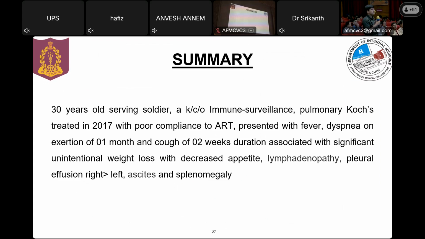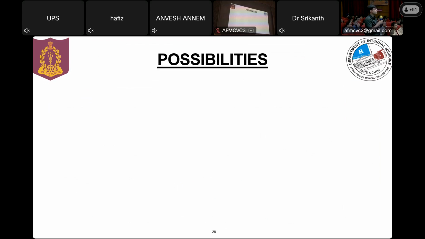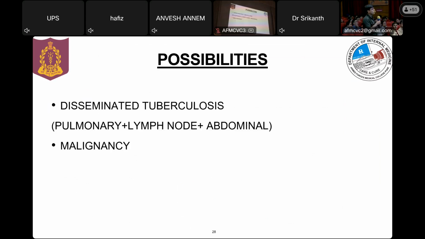The first differential which we thought of after the history, TB still remains a differential here. It can be a disseminated TB with past history of TB, poor compliance to ATT. Okay, so how do you define disseminated TB? What is the definition for disseminated TB? Sir, involvement of 2 or more organs, non-contiguous. Okay, so is miliary TB considered as a disseminated TB? Yes or no? You are not confident. Yes or no? Yes, it's again a disseminated TB. Okay. So this is one of the possibilities.